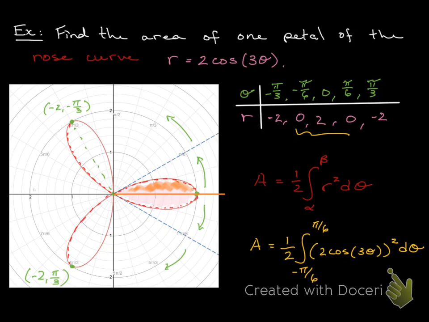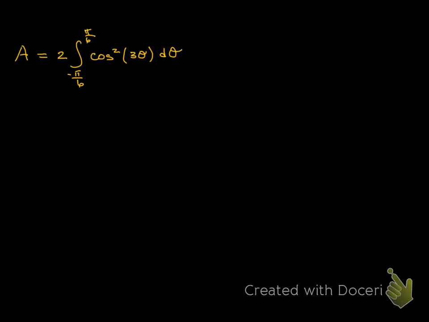The next step I show you on the next slide will be when I square that r. I square 2 cosine of 3 theta. 2 squared is 4, and there's a 1/2 out front. So 4 divided by 2 gives me a 2 out front, from minus pi over 6 to pi over 6 of cosine squared of 3 theta. So I have to integrate this now.